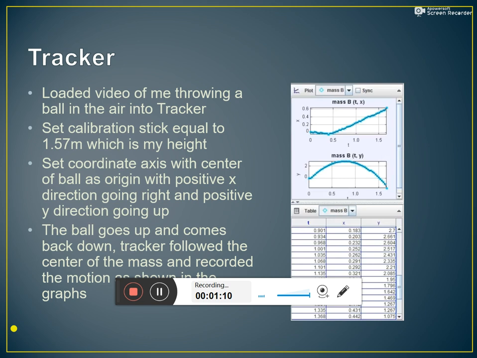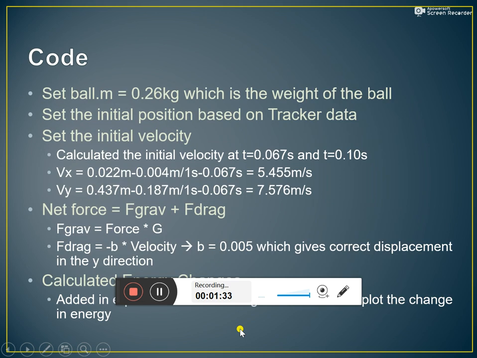So the way that the video went was that the ball went up and came back down, and so the tracker followed the center of the mass and recorded the motion, which you can see in these graphs over here. So we have one in the x direction and one in the y direction, and as you can see, the one in the y direction seems like a much more accurate portrayal of the motion of the ball as showcased in my video. And then additionally, I also had the x and y values based on the time over here as well.